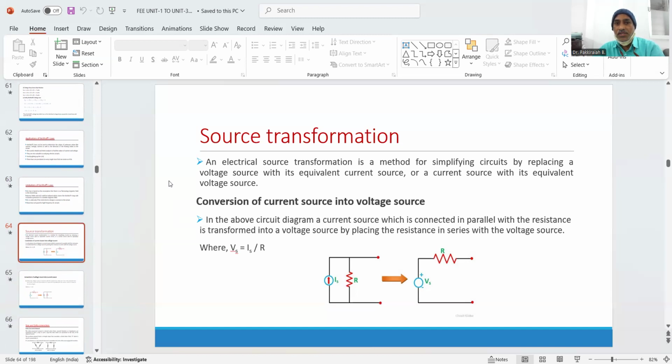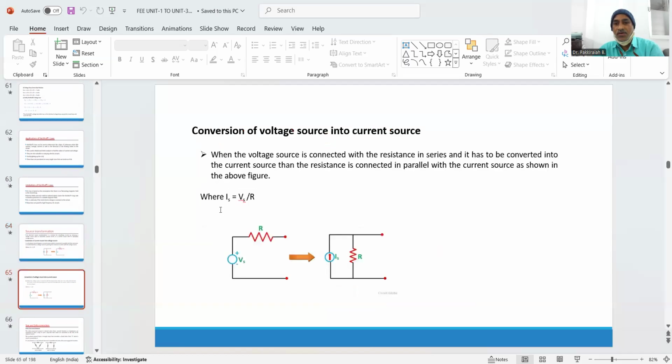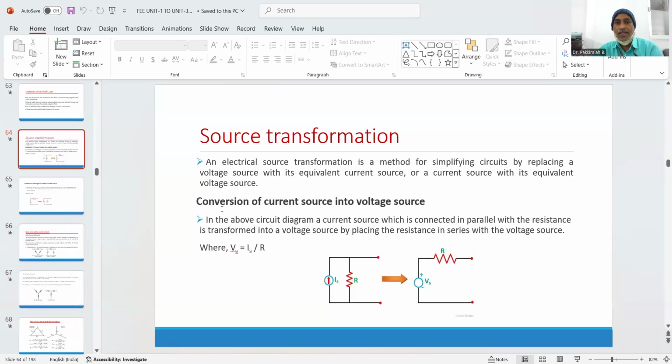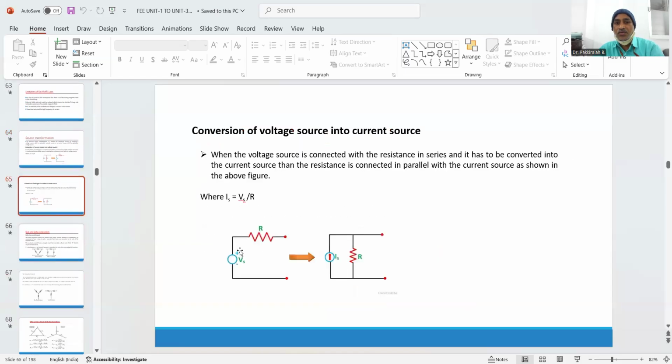Next, we can have a glance at source transformation. Here we can see two types of source transformations: current source to voltage source transformation and voltage source to current source transformation. We shall see in the next slot.